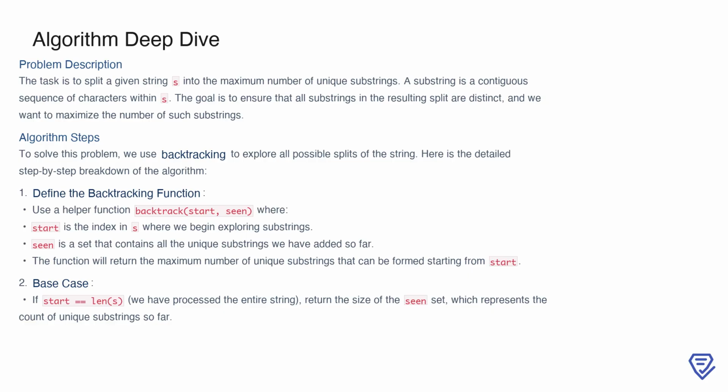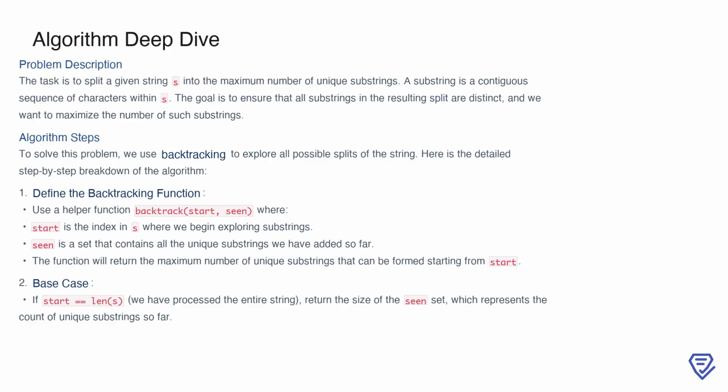To achieve this, we use a backtracking approach, which systematically explores all possible ways to split the string. First, we define a helper function called backtrack that takes two parameters: start, which indicates the index in the string where we begin exploring substrings, and seen, a set that tracks all unique substrings added so far. The function's purpose is to return the maximum number of unique substrings that can be formed starting from the given index. The base case for this function is straightforward.